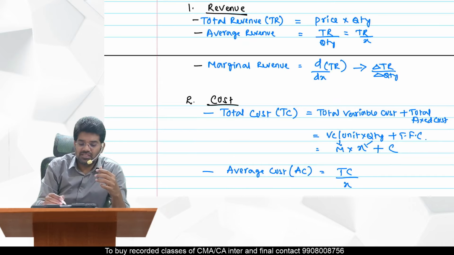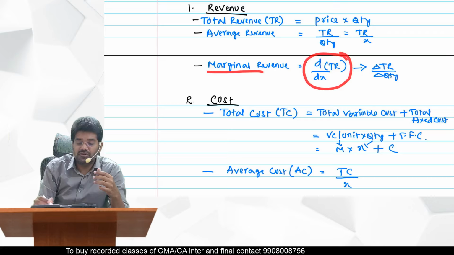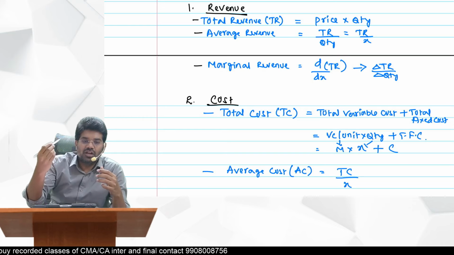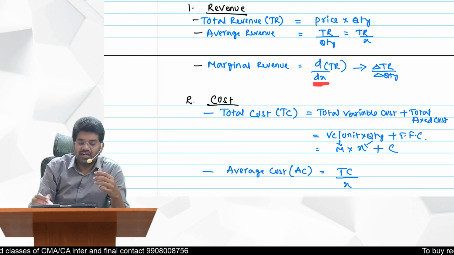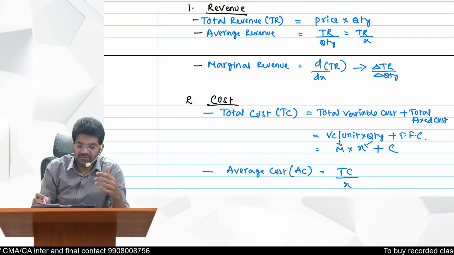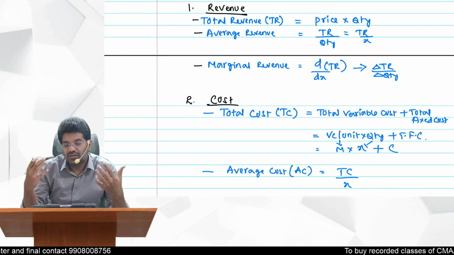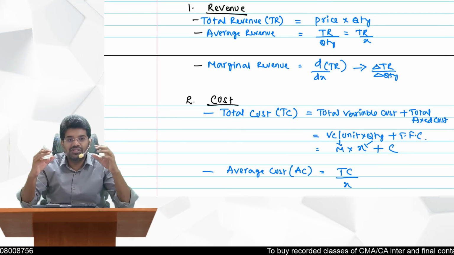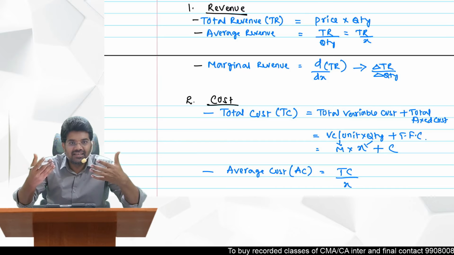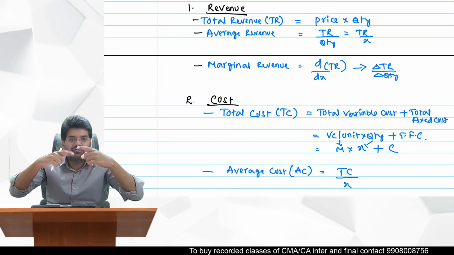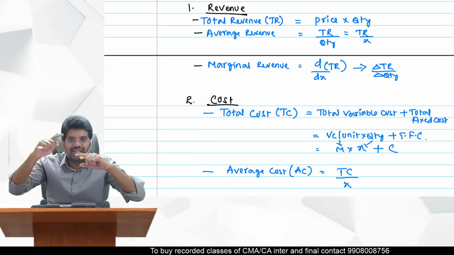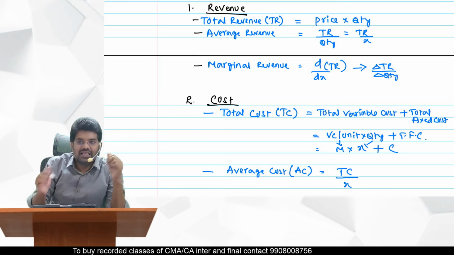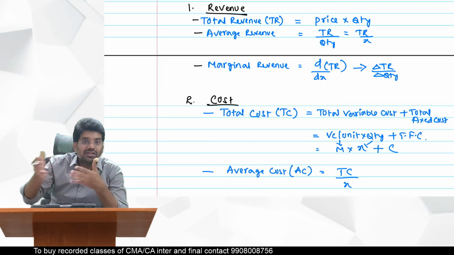Quickly remember this. Marginal revenue is the first order derivative of total revenue, nothing but the change in total revenue with respect to change in quantity. Yes, this is what you might have learnt in economics also. For every one additional unit of output, what is the change in total revenue? That is marginal revenue. And that change is what we call the derivative, the first order derivative.